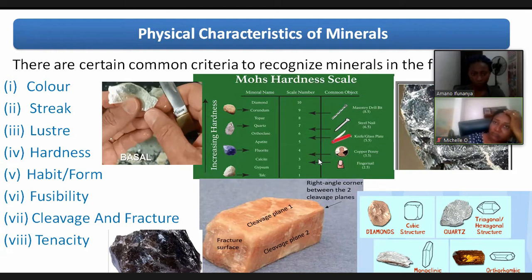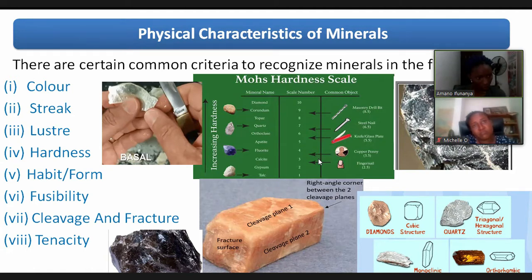And then again, what do you call the number 3? Can you pronounce it? Luster. Okay, that's correct. Now, it can be metallic, it can be earthy, it is the way a mineral actually looks. The one you are used to here is lead. What is the luster for lead? How can you describe the luster if it's lead? It's metallic. You understand?